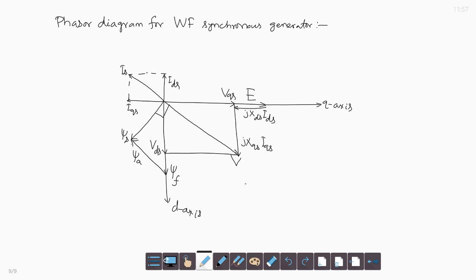At leading power factor, you can see psi f is greater than psi s. So, this is the case of over excitation. Next, we will discuss more about the synchronous reluctance motor.